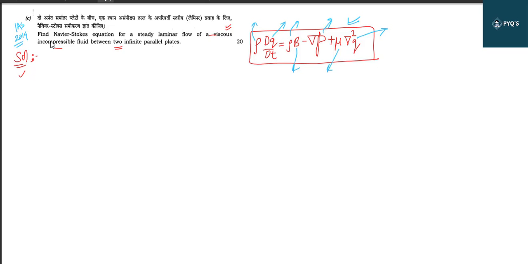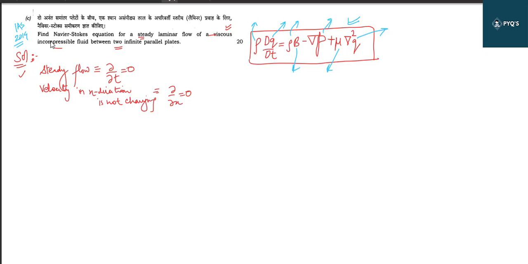Now we'll go for solving the equation. It is given that the flow is steady, which means del by del t equals 0. It is laminar flow. Suppose in the x direction it is laminar flow, then the velocity in the x direction is not changing. So it implies del by del x equals 0.